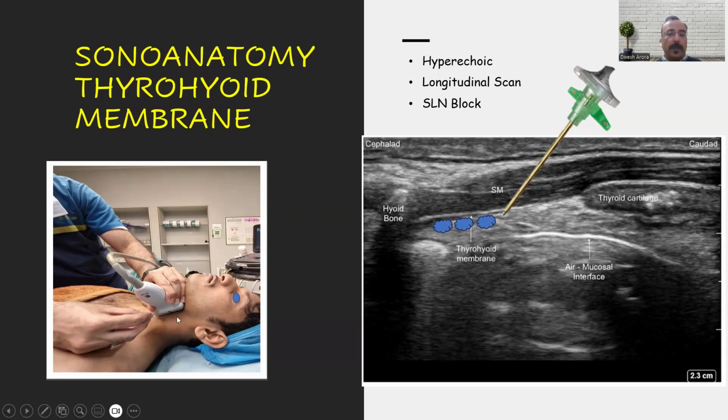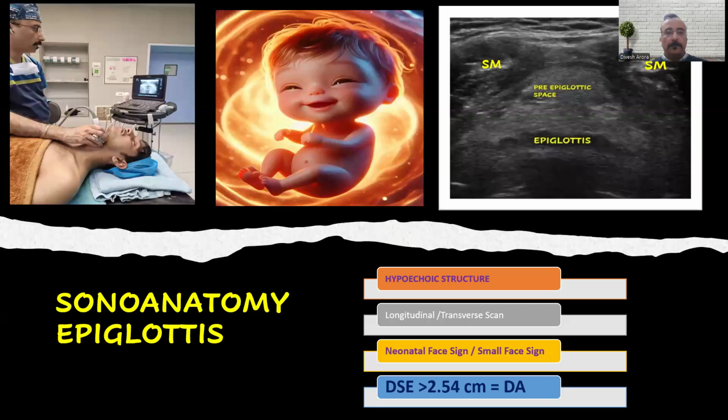If we have to give an SLN block, we are not in the strict midline sagittal view. We are paramedian parasagittal, and my needle can come in out of plane and deposit 1 to 2 ml of the local anesthetic after piercing this membrane, and this technique would result in an SLN block.